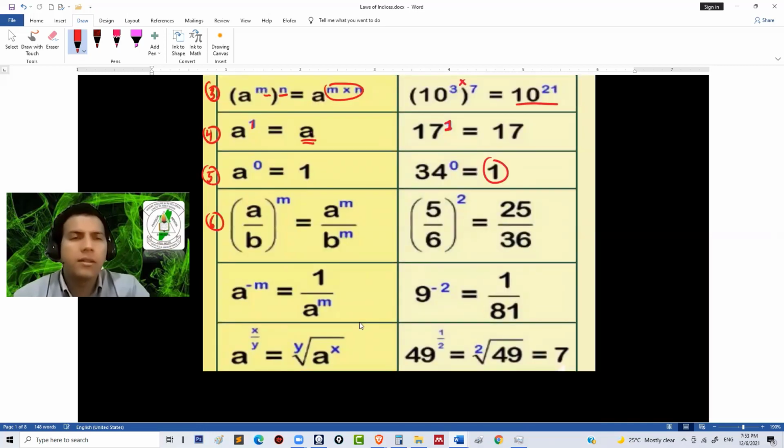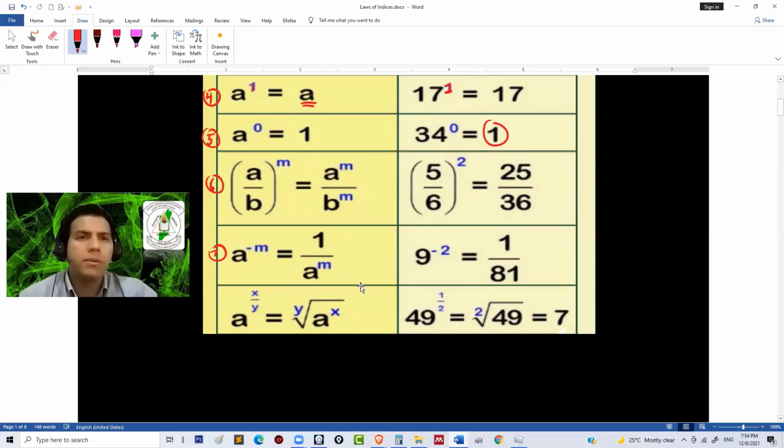The sixth law talks about a fraction raised to a power. If we have a fraction a over b, we will have a power m and b power m. In other words, we'll be raising each value in the fraction to the power that is given. The example here, 5 over 6 squared. So 5 will be squared and 6 will be squared. 5 squared is 25, 6 squared is 36.